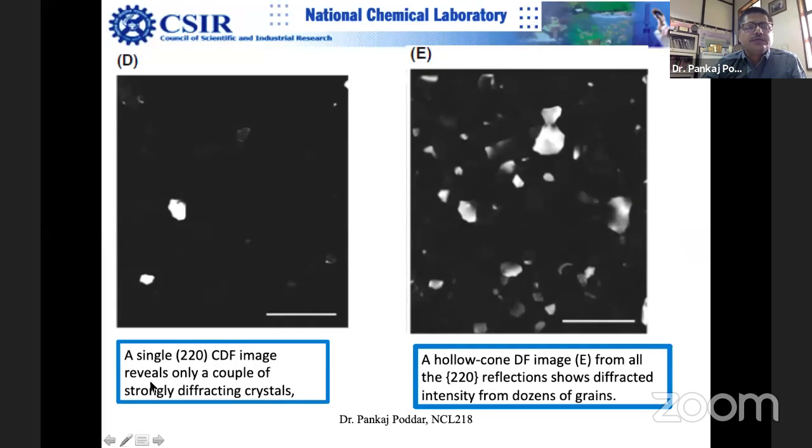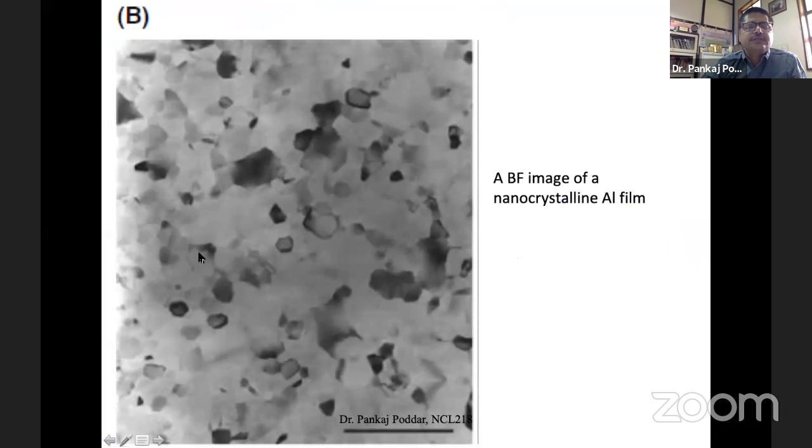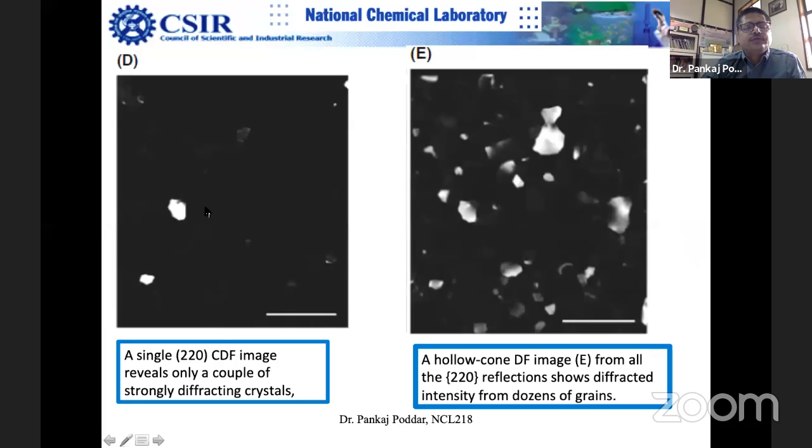So out of these so many grains, if you want to see which one is a 220 aligned grain, you select that 220 spot and then you make an image out of that. You will see that these are the only two grains which are 220 aligned if you take the center dark field image. But if you take hollow cone, because you're rotating, you will find that there are many grains here showing the 220 planes, which are shining up. There are dozens of grains.